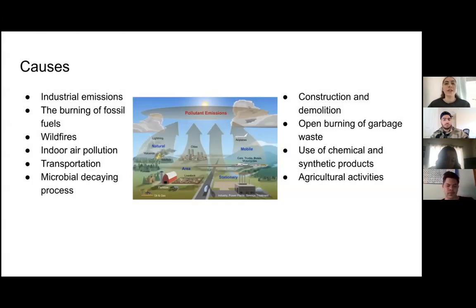All right, so the causes of air pollution. Here we have listed the 10 main causes of air pollution, which are industrial emissions, the burning of fossil fuels, wildfires, indoor air pollution, transportation, the microbial decaying process, construction and demolition, the open burning of garbage waste, the use of chemical and synthetic products, and agricultural activities.